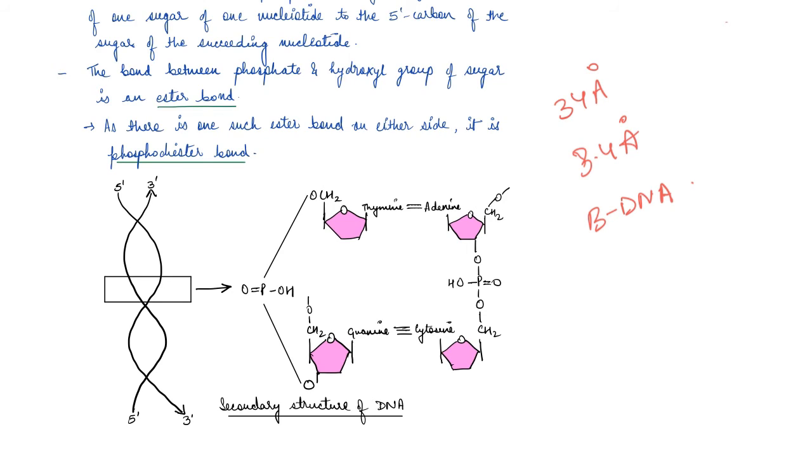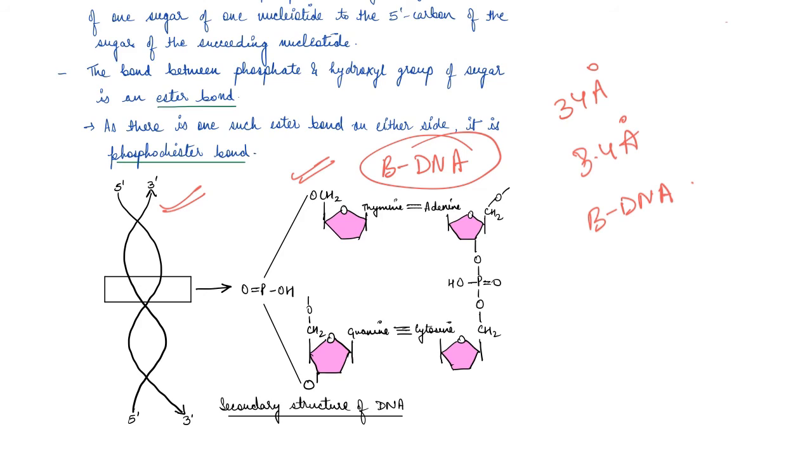So basically in higher classes we study that there are almost a dozen forms of DNA which are named after the English alphabets, right? But this structure that you see here is B-DNA, which is the most common form.